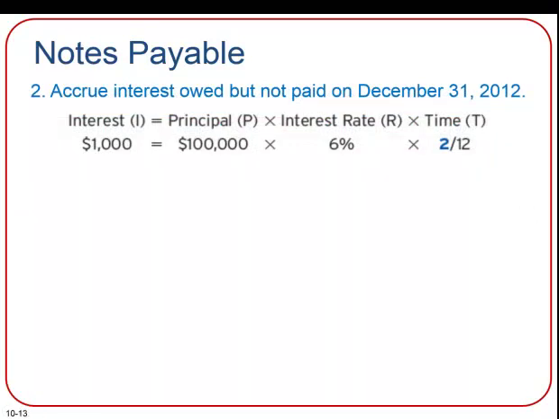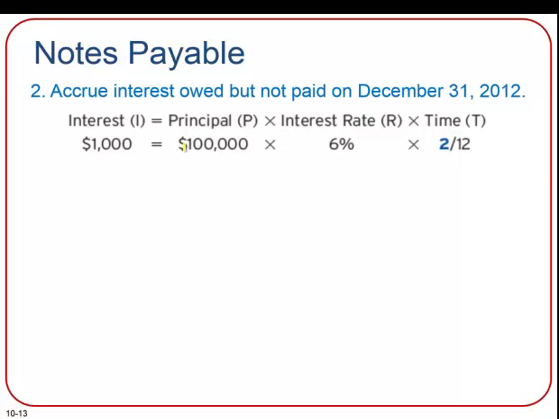Okay, the second key event in accounting for notes payable is to accrue interest that's been incurred but not yet paid. So we want to recognize the right amount of interest expense at the end of our year so our financial statements accurately depict expenses. So remember here, we book revenue and expense when earned, not when paid. Okay, so let's calculate the accrued interest for just 2 months from November 1st, 2015 through December 31st.